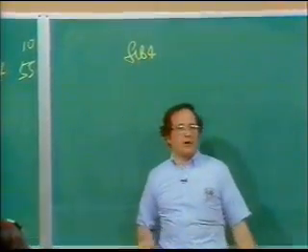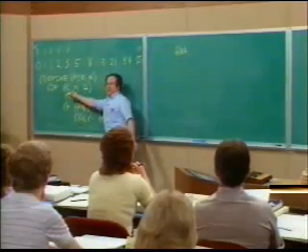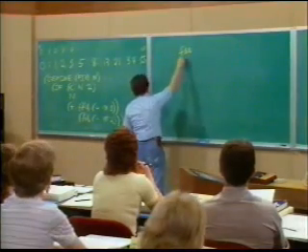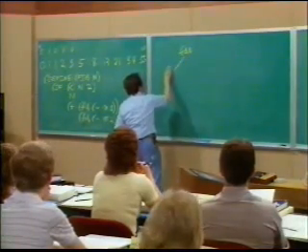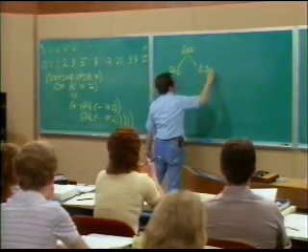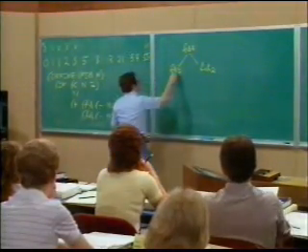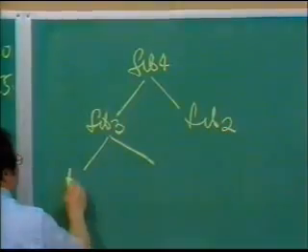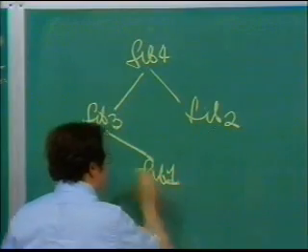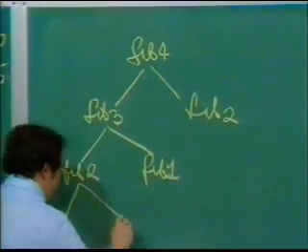To compute Fibonacci of 4, what do I do? Well, it says it's not less than 2. Therefore, it's the sum of two things. Well, in order to compute that, I have to compute Fibonacci of 3 and Fibonacci of 2. In order to compute Fibonacci of 3, I have to compute Fibonacci of 2 and Fibonacci of 1. In order to compute Fibonacci of 2, I have to compute Fibonacci of 1 and Fibonacci of 0.